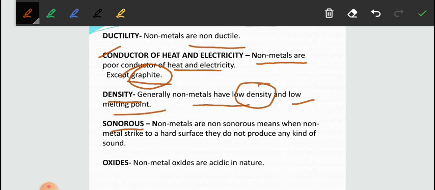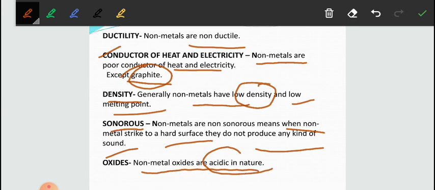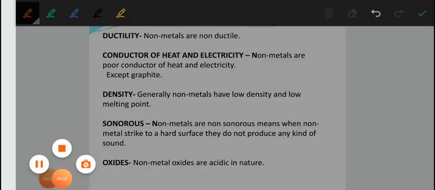Next one is sonorous. Non-metals are basically non-sonorous, means when you strike a non-metal to a hard surface, they do not produce any kind of sound. Next one is oxide. Non-metal forms acidic oxide. This again we have studied in our previous chapter, means non-metals always produce acidic oxides.